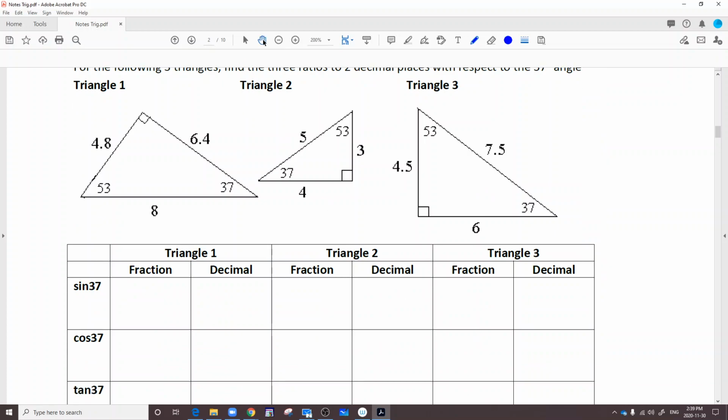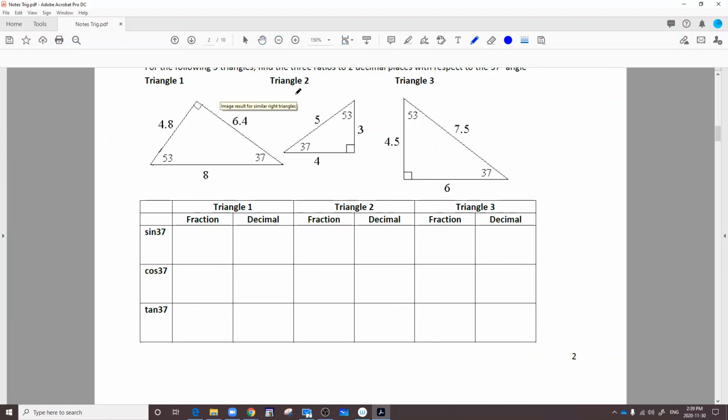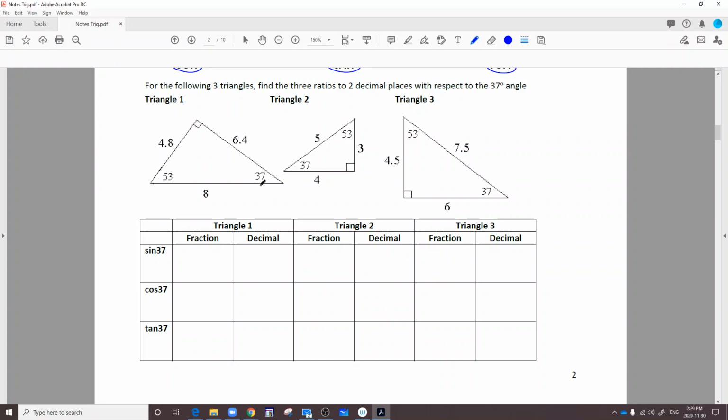Okay, so I'm just going to shrink this down a little bit so it all fits on one page. It says, for the following 3 triangles, find the 3 ratios to 2 decimal places with respect to the 37-degree angle. So all of these triangles have a 37-degree angle. What's different about them is their side lengths. This one's 4.8, 6.4, and 8. This one's 5, 4, and 3. This one's 4.5, 7.5, and 6.